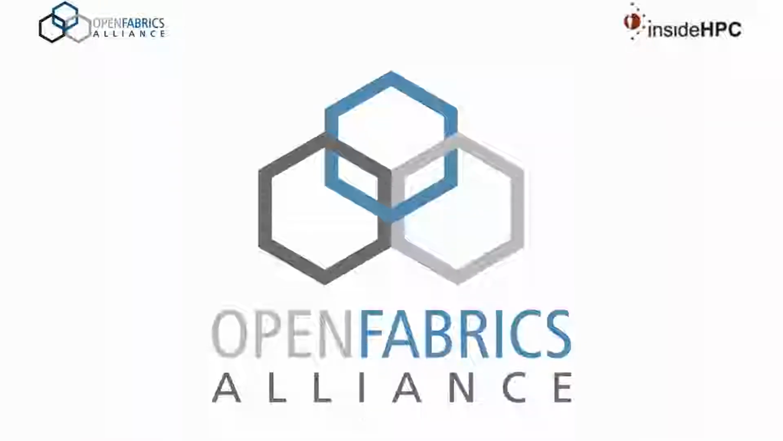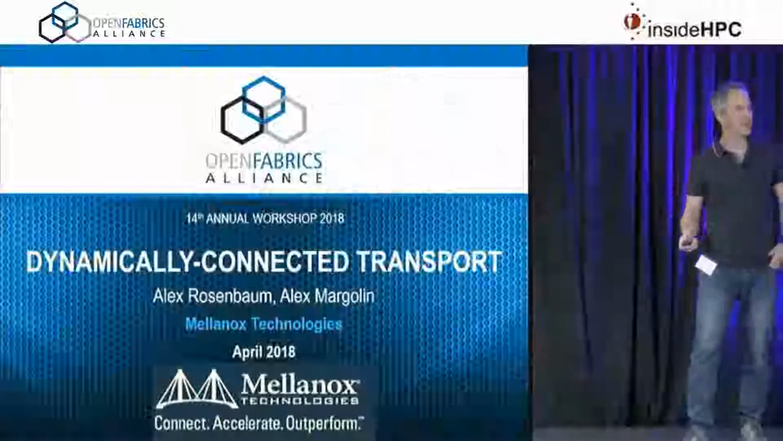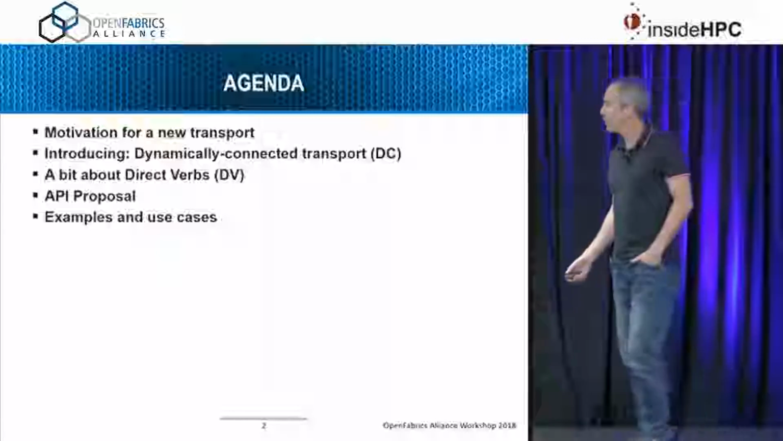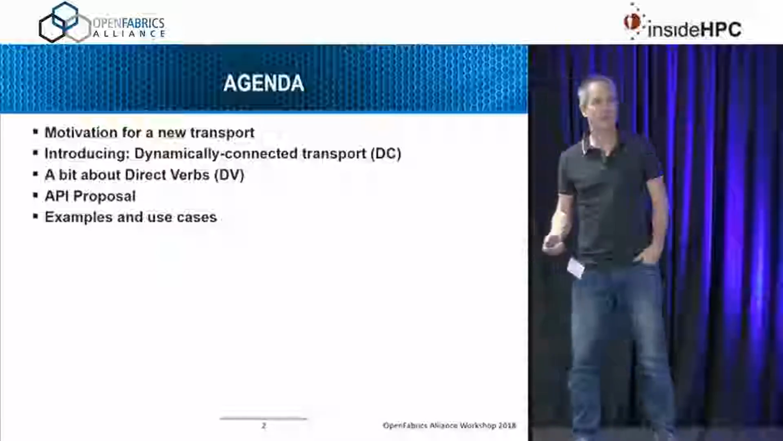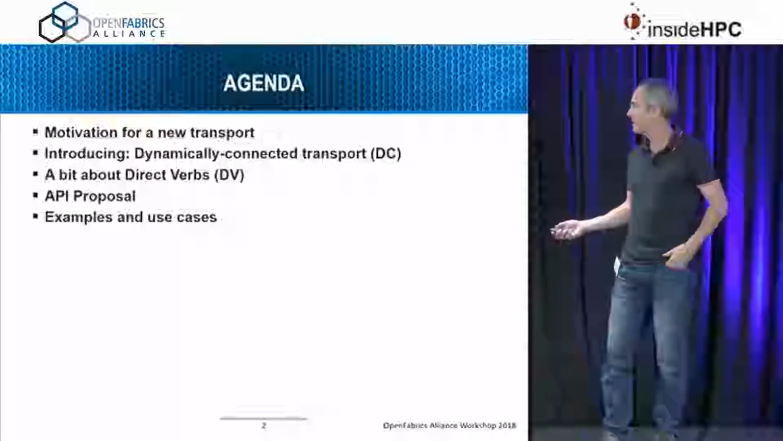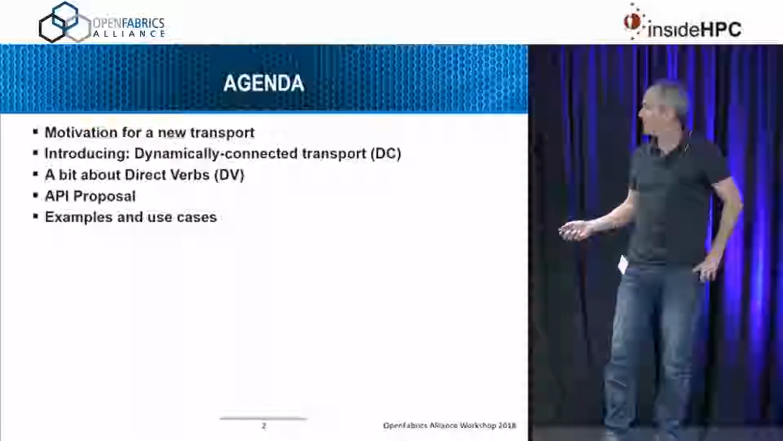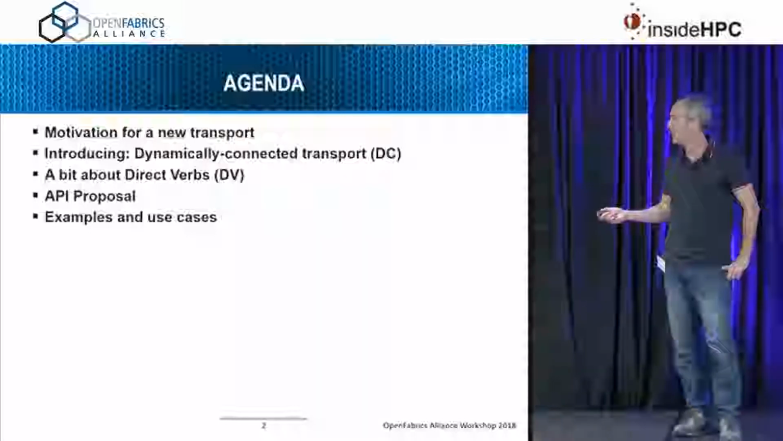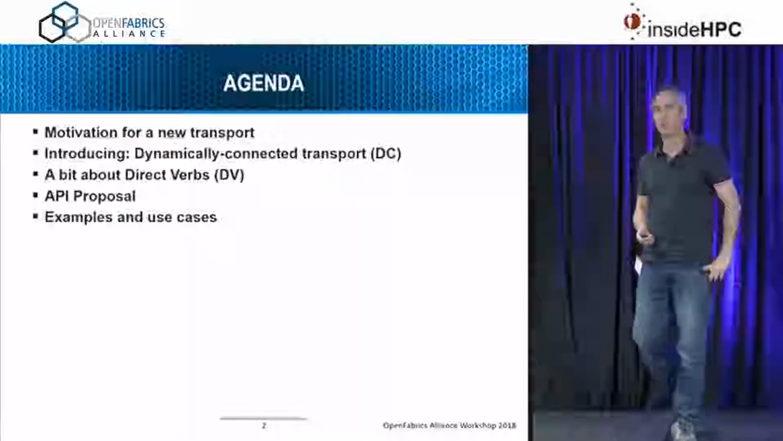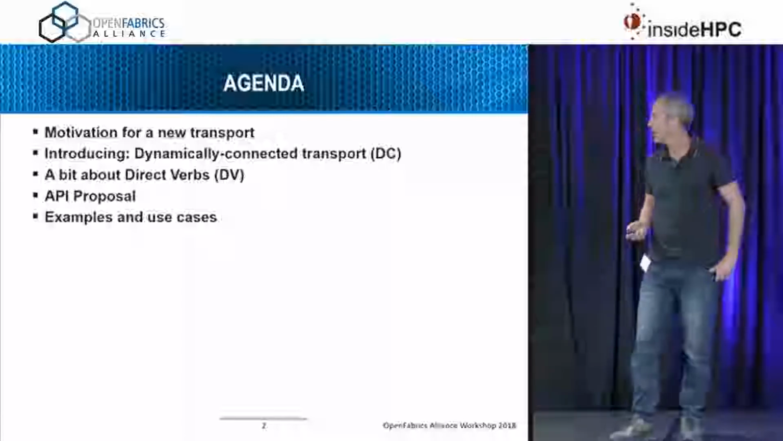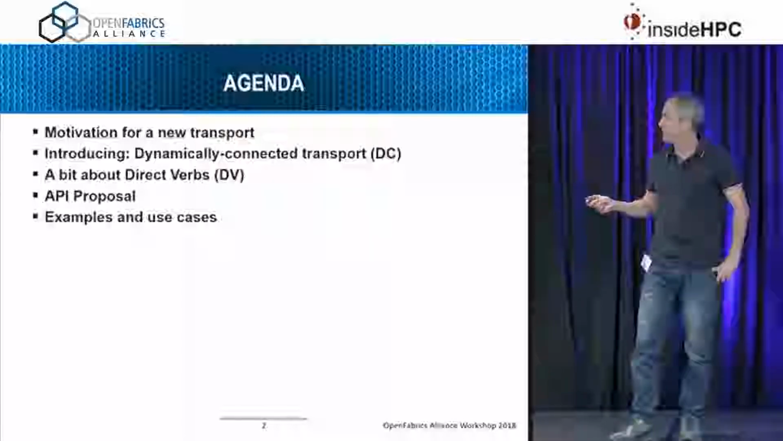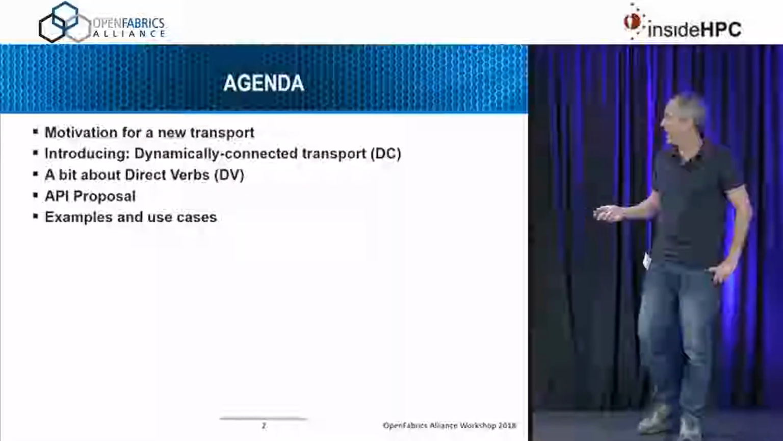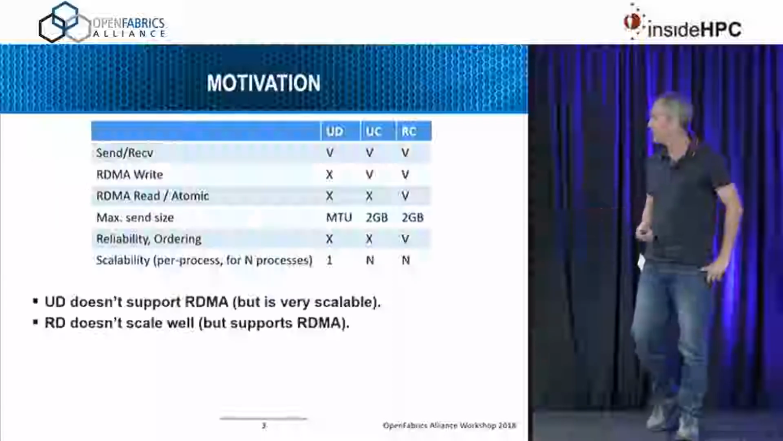So Alex Margolin was leading this effort in Mellanox, so I'll give him credit. We'll talk a little bit about the motivation for this transport we're calling dynamically connected, and explain a little bit about it. It's not something new, we've presented it a couple of times. What's new is that we have APIs now as part of the RDMA core package, and some additional ones we'll have to submit in the coming months to complete the work. And I can explain some use cases.